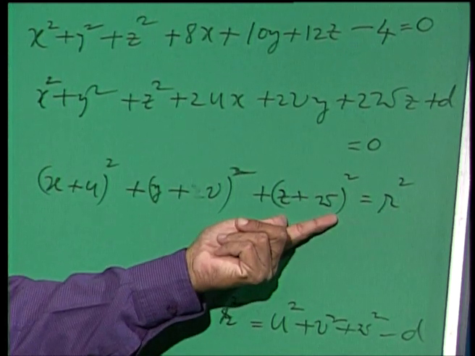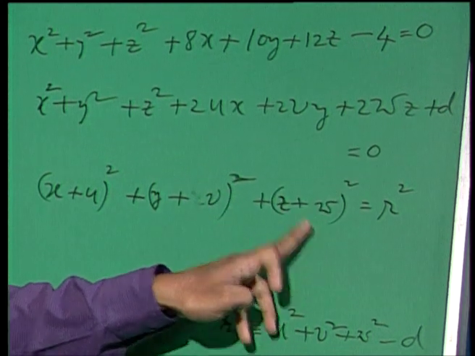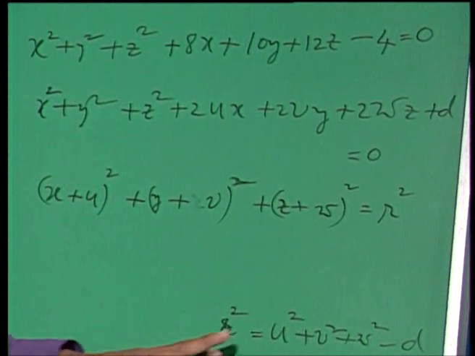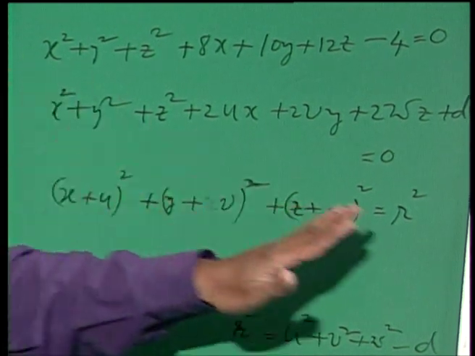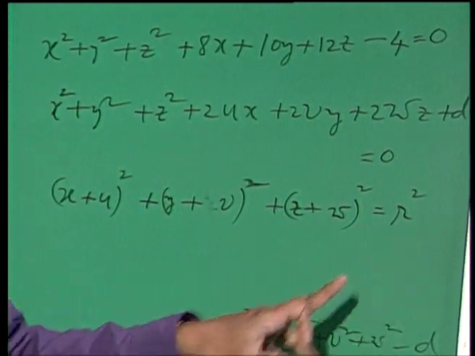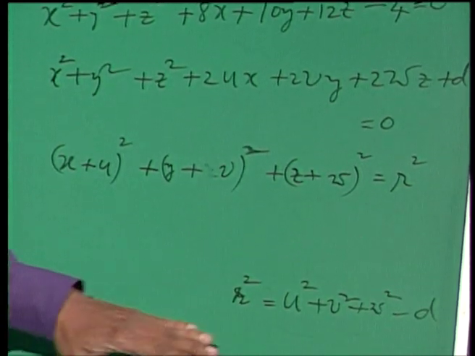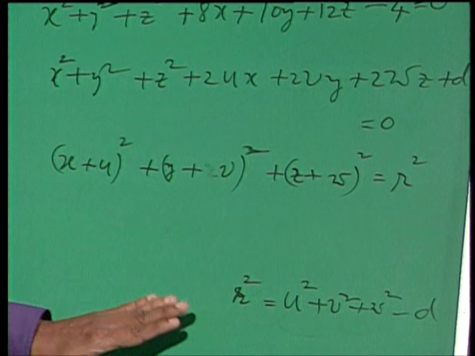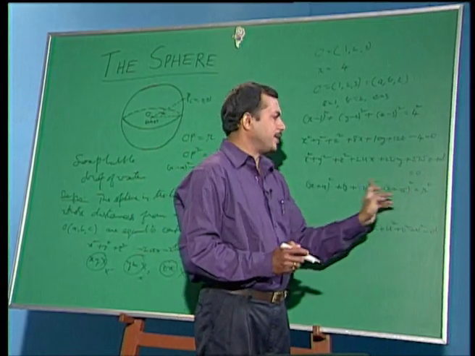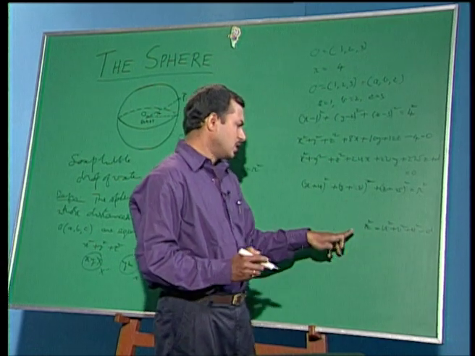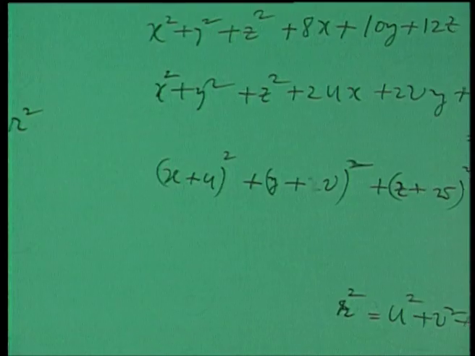(z + w) whole square is equal to z square plus 2wz plus w square also, which means the term u square plus v square plus w square is added on the left hand side. So, we have to add it on the right hand side also. Then we get r square is equal to u square plus v square plus w square, and this d also is to be added on both sides. So, that gives r square is equal to u square plus v square plus w square minus d.